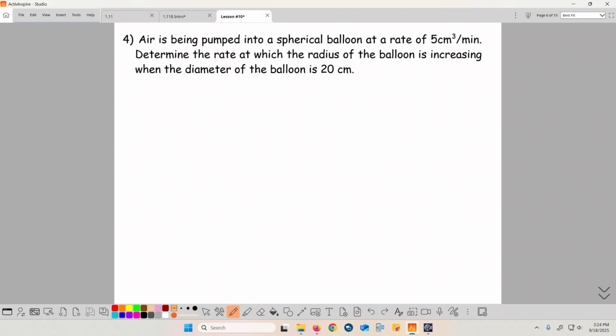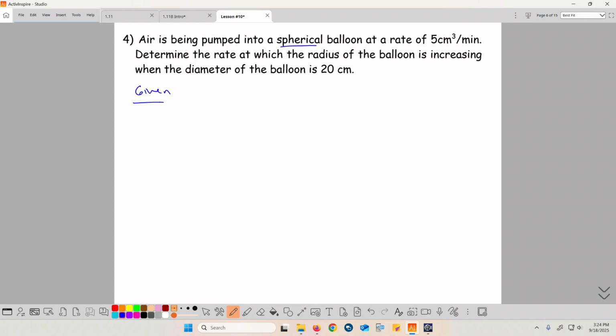Air is being pumped into a spherical balloon at a rate of 5 centimeters cubed per minute. Determine the rate at which the radius of the balloon is increasing when the diameter of the balloon is 20 centimeters. All right, so what we want to do here is identify, as always, the given information, right?